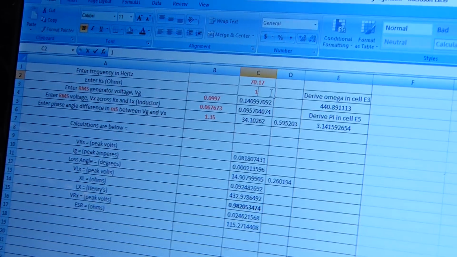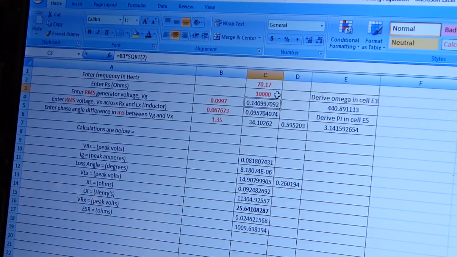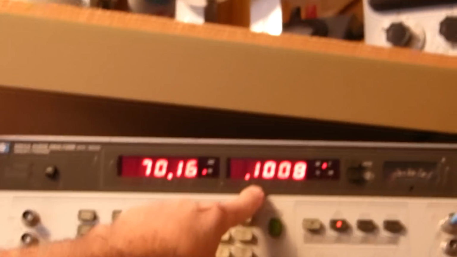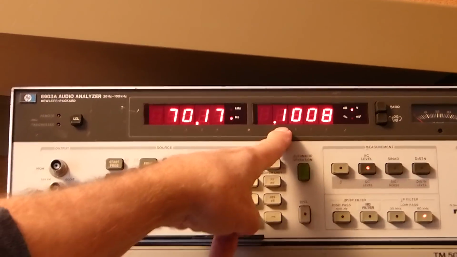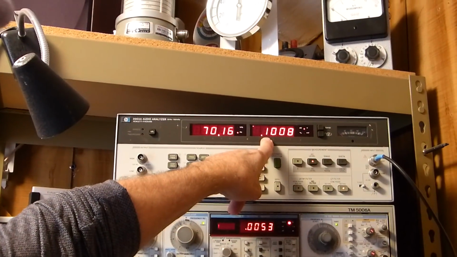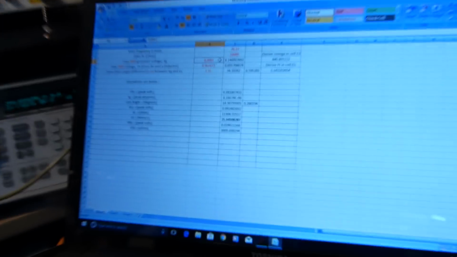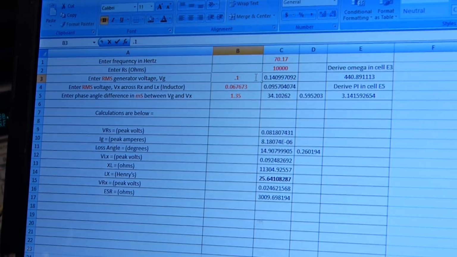So let's go back over to our spreadsheet. We'll do this one in one more. And then instead of 383 ohms, we're going to type in 10,000. So there's our 10,000 ohm resistor. Our voltage up here varied ever so slightly. Now it's 100.1008 volts. So just to be as accurate as we possibly can, 0.1008.